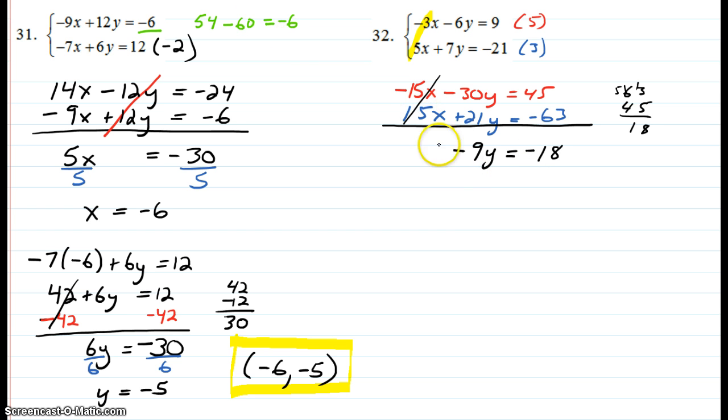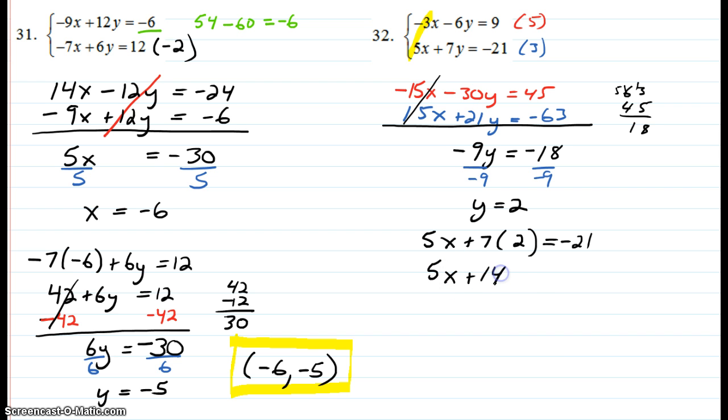So now divide by -9, with y equals positive 2. So pick which equation you want to work with. I'm going to work with the bottom one. And so it's going to be 5x plus 7 times 2 equals negative 21. So 5x plus 14 equals negative 21.